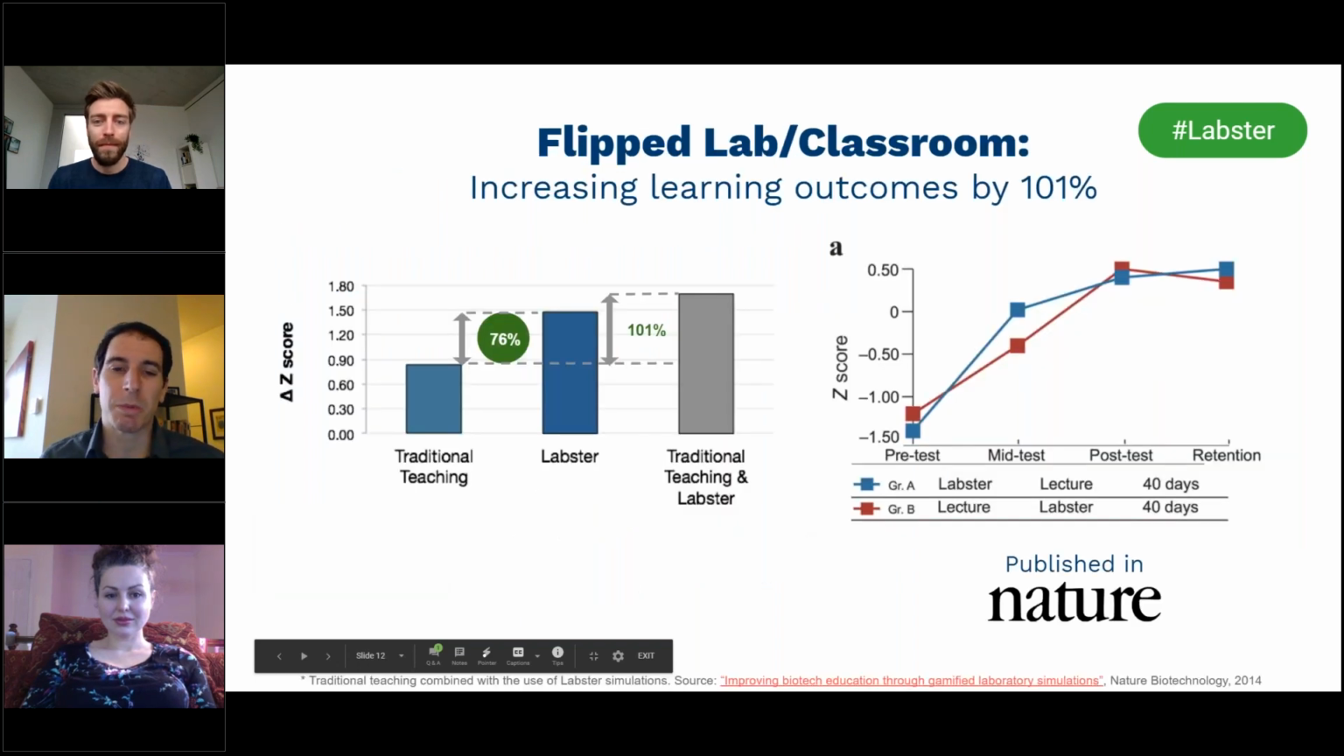And Michael mentioned the research before. I won't go into this in depth, but on our website, on our research page, there's an enormous amount of peer-reviewed published research. This was published in Nature Biotechnology. Increased learning outcomes is one big component of what we see again and again and again using Labster, either using Labster in lieu of a lecture method, or oftentimes in addition. And so you can see there's a 101% increase using Labster in addition to traditional teaching, more of a lecture-based method for covering a particular topic.